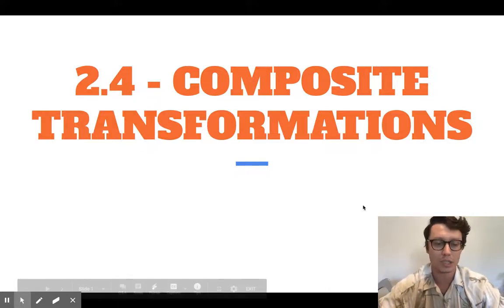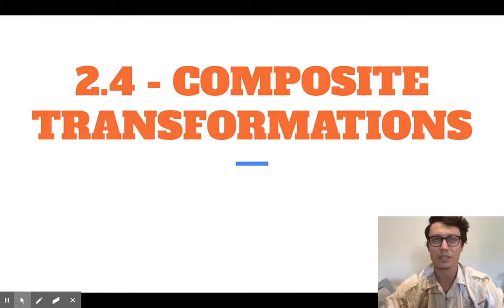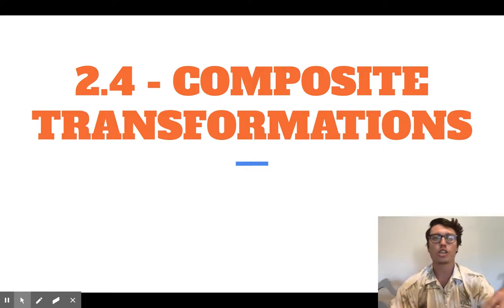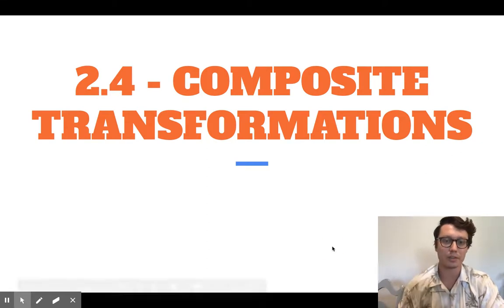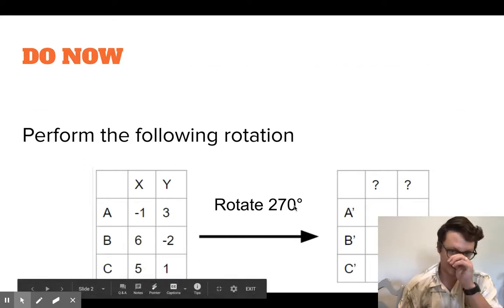This is going to be our last lesson in chapter two. The last lesson in chapter two is going to be on composite transformations. Technically, nothing new in this lesson, just combining all three of the different types of transformations that we've learned already and putting them together. Okay, for a quick warm up, perform the following rotation.